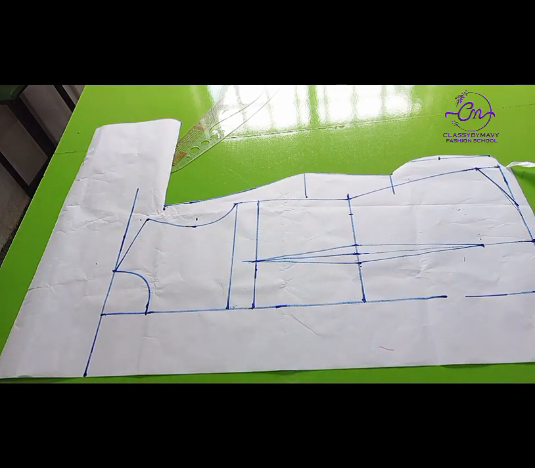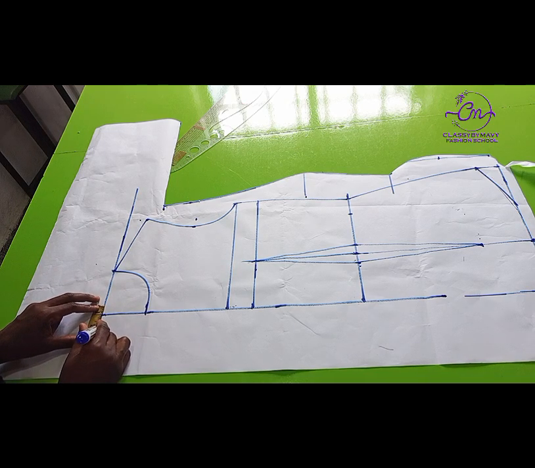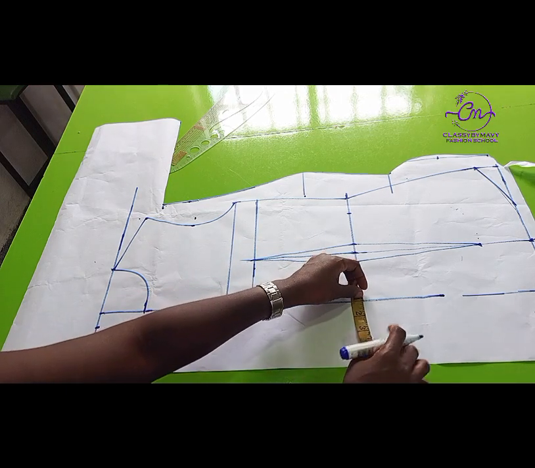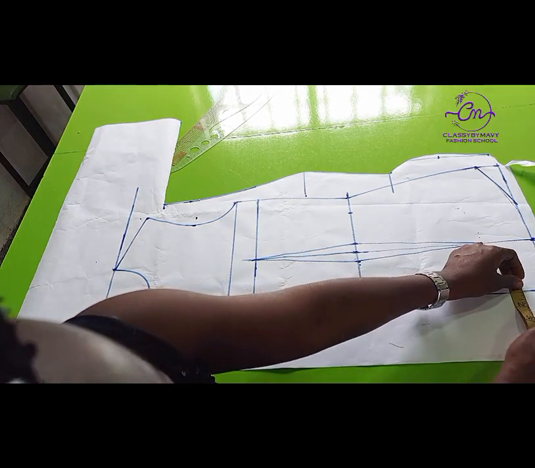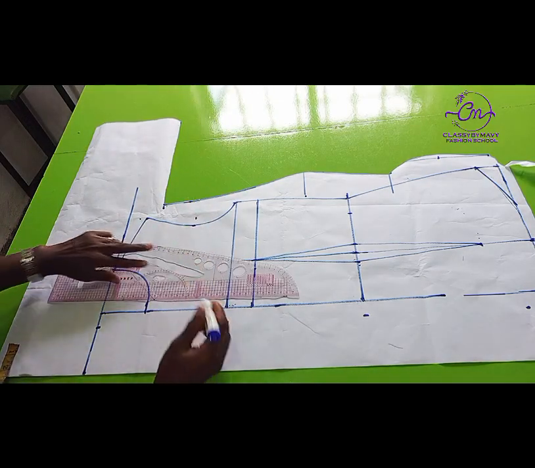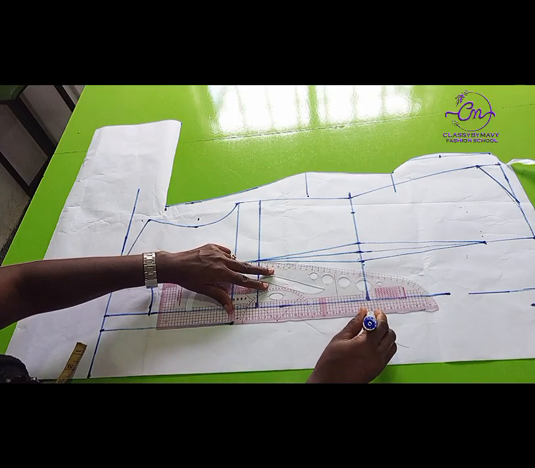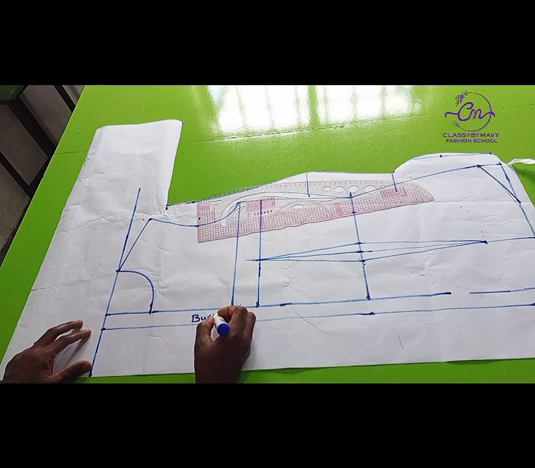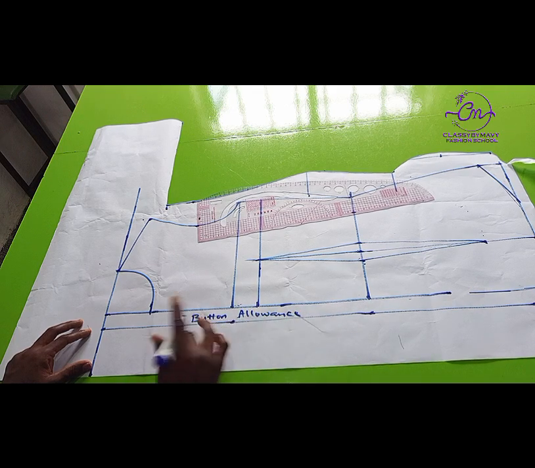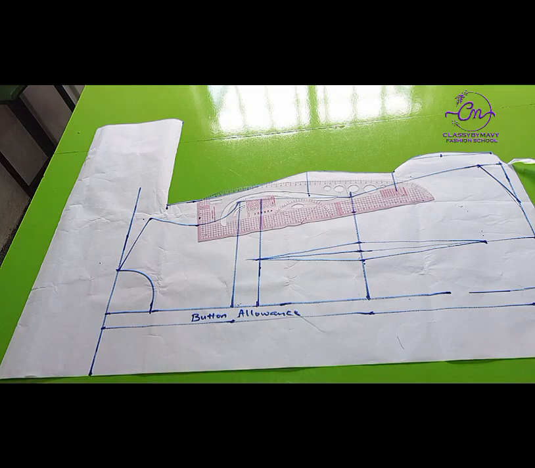Now it is time for us to draft our lapel, our collar. It is a shawl collar jacket. So to do that, I'll first of all mark out my button allowance by marking 1 inch on the center front, and then I'll link nicely to get a straight line. Okay, this is just to guide you in the process. So here is our button allowance, okay, marked out. Then this point will be our break point, the waistline.